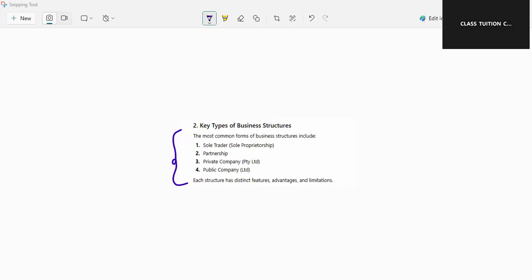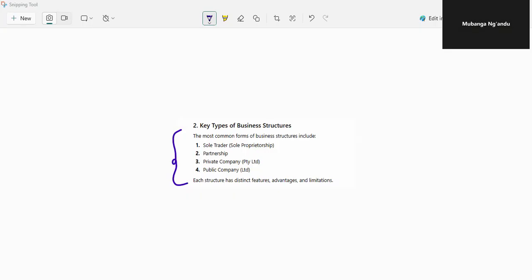What are the disadvantages of a sole trader? The business lacks continuity, and there is limited access to capital as it's only funded by one person. Great. And there is no separately governed entity.